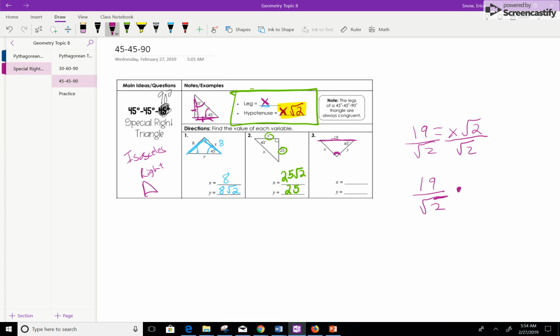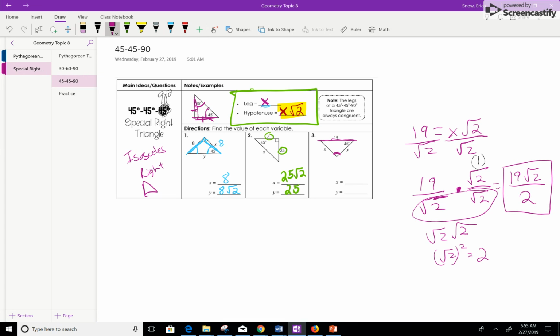So what we're going to do is multiply by a special form of 1. We can make a fraction where the top and the bottom are the same. So here, square root of 2 divided by square root of 2, that's just 1 because the top and the bottom are the same. So we're multiplying the 19 times square root of 2 over square root of 2. When we do that, you have to think back to how you multiply fractions. On the top, we get 19 square root of 2, and then on the bottom, we get square root of 2 times square root of 2, or square root of 2 squared, which just gives us 2.